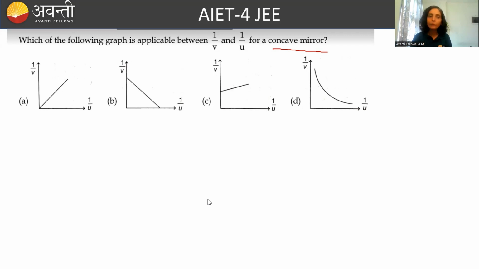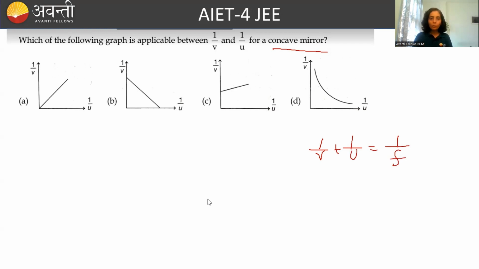If we have to talk about a graph between one thing and another, we need to know the equation or relation between those two things. So what is the relation between V and U? We already know 1 by V plus 1 by U equals 1 by F. F is a constant, the focal length of the mirror.